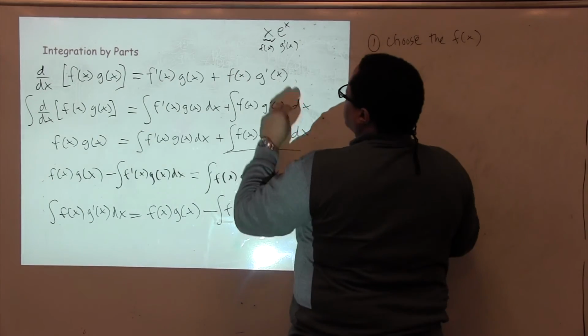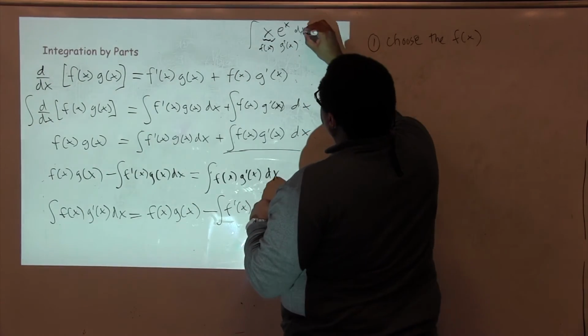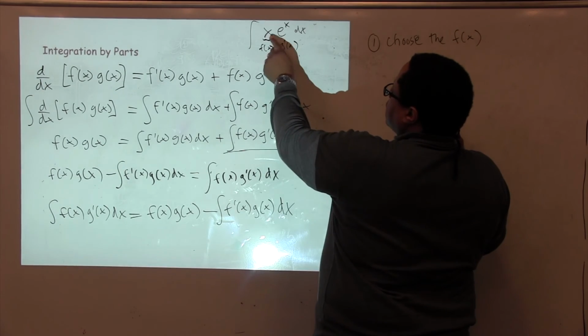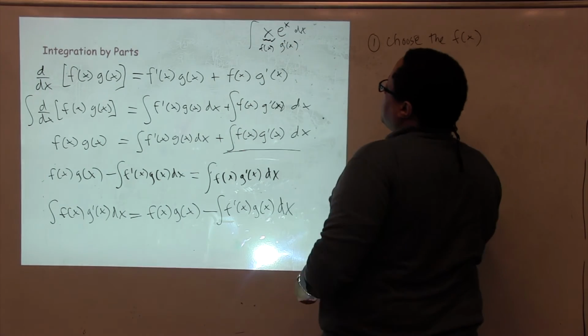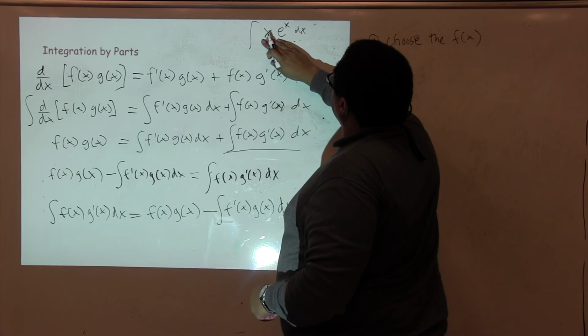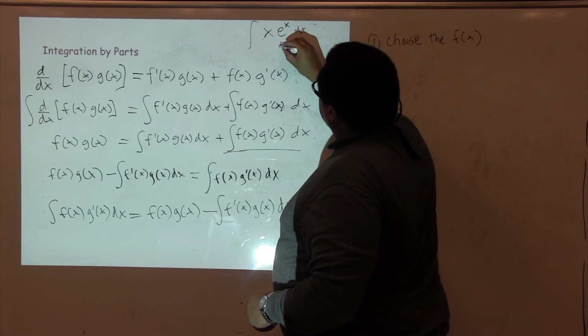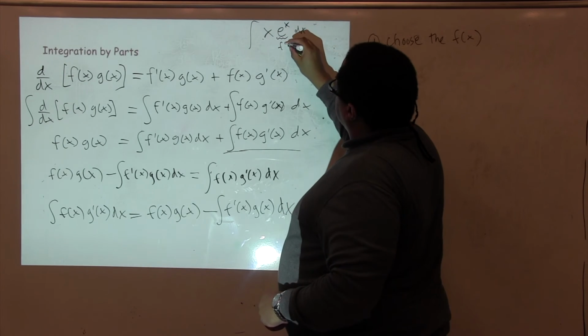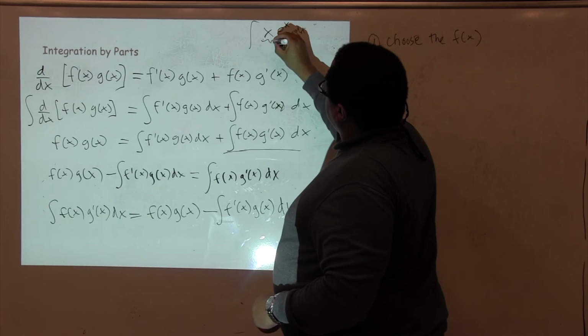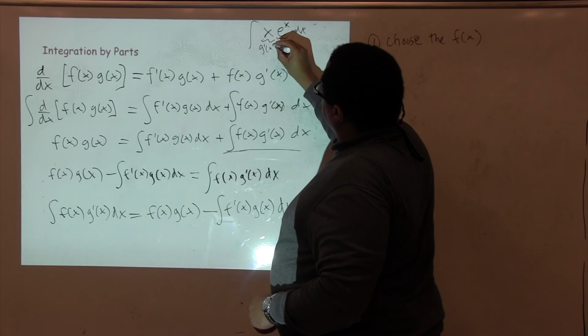I choose one of them, if I had an integral dx, I choose one of them to be the f of x term, one to be the g prime of x term. I could choose this one, the second one, e of x, to be the f of x term, and choose that one to be the g prime of x term.